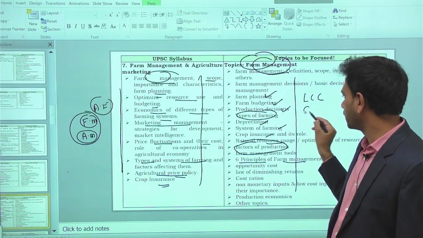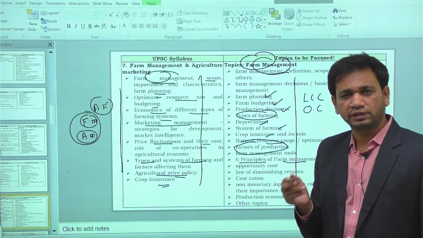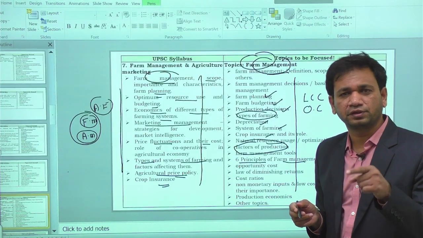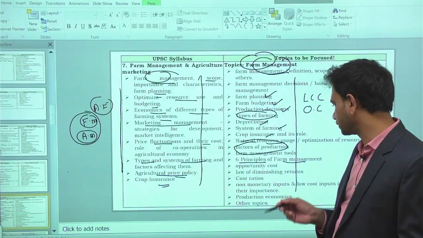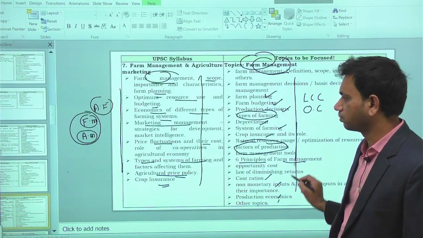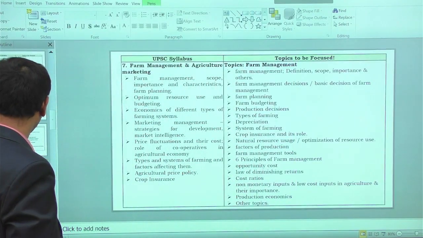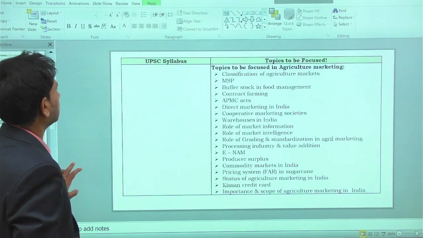Like that, we have the opportunity cost principle. According to the limited cost, the purchase of equipment in agriculture takes place. Then these are the syllabus of farm management. Then another one, we have agriculture marketing.